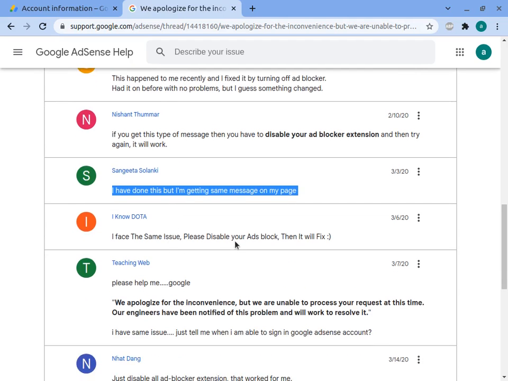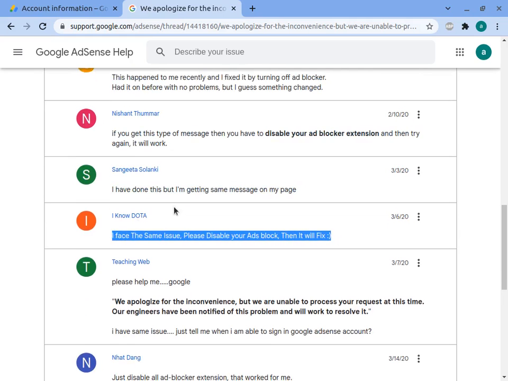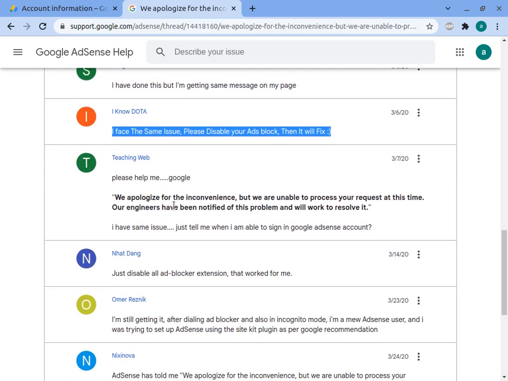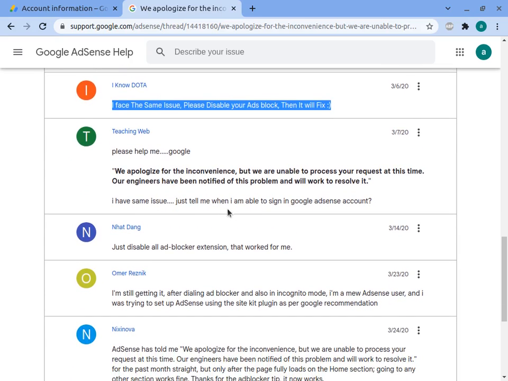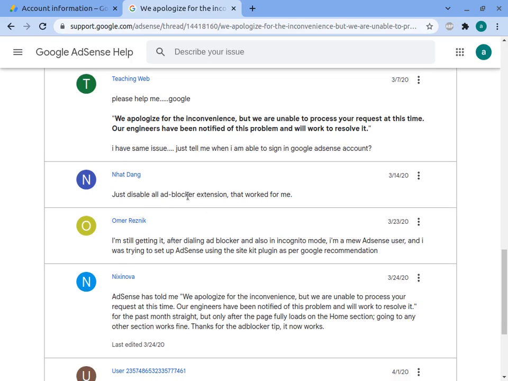"I faced the same issue. Please disable your ad block, then it will fix it." Almost everyone is talking about the ad block. "Okay, I've seen the issue. Just disable all ad blocker extensions. That worked for me." You see another person telling us the same exact thing we're talking about here.